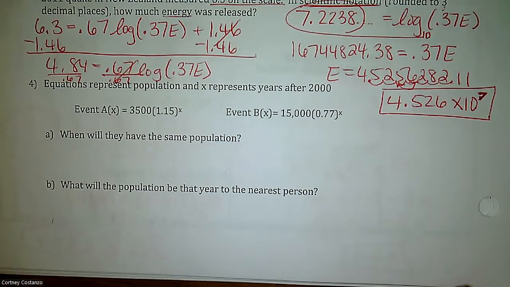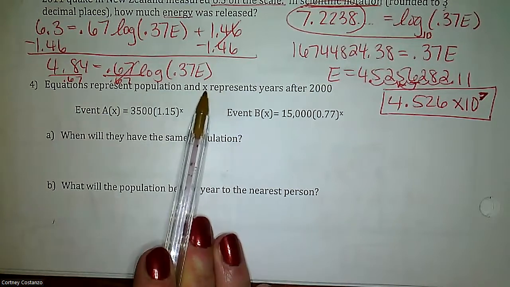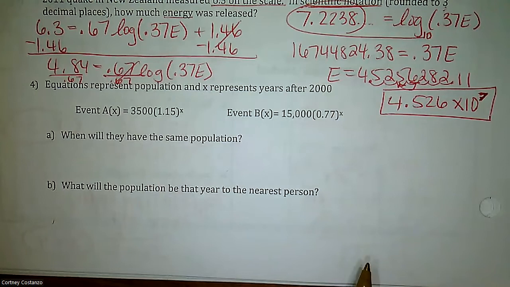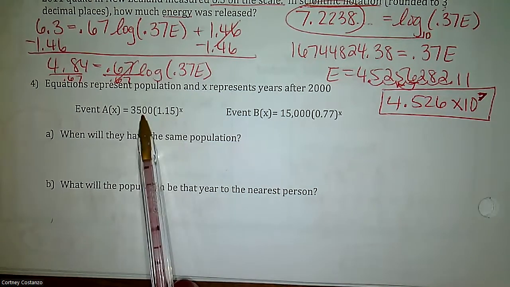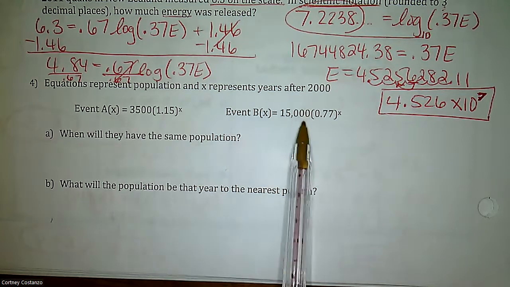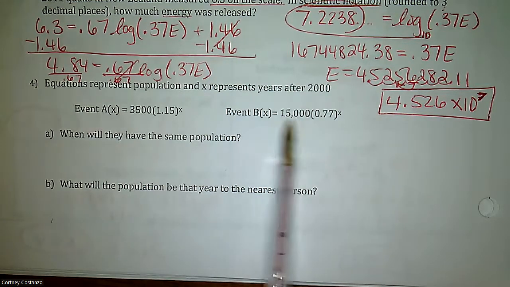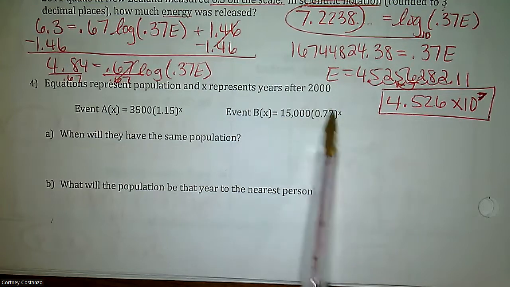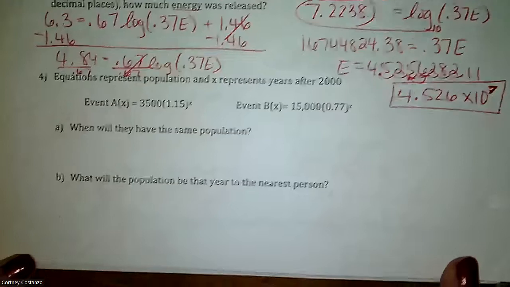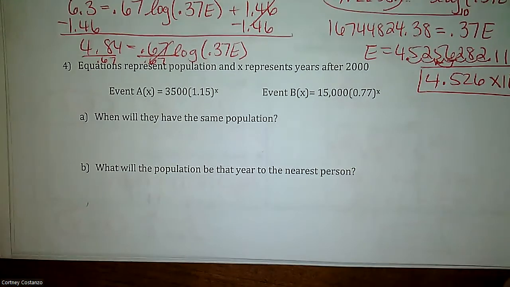Last but not least is a little bit of calculator work. Equations represent population, and X is representing years after the year 2000. We have event A that starts with 3,500 people and it's growing at 15% per year. Event B has 15,000 people to start, but unfortunately it's decaying every year. When will they have the same population? I'm going to use my calculator. We are not going to solve this one algebraically.